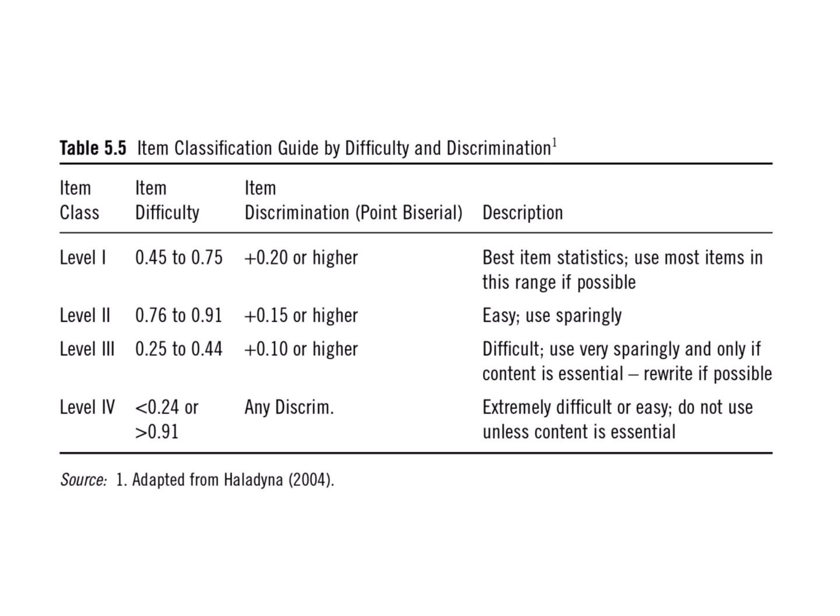Level 3 is 0.25 to 0.44, and this shows that the items are difficult, with an item discrimination of 0.01. Level 4 is less than 0.2, meaning that less than 20% of individuals are able to answer that item correctly, or more than 0.91, meaning it's way too easy. So way too difficult and way too easy items are usually not recommended.